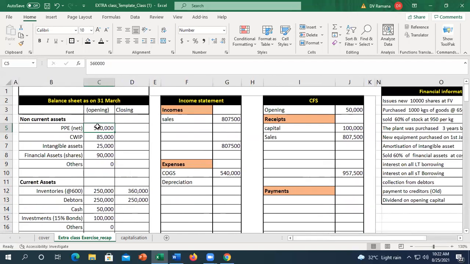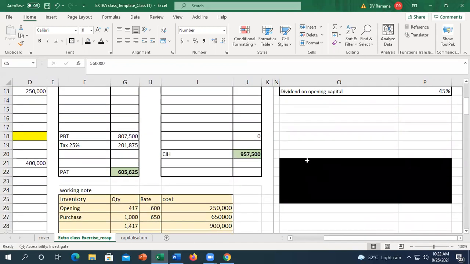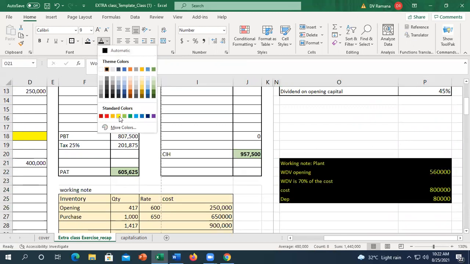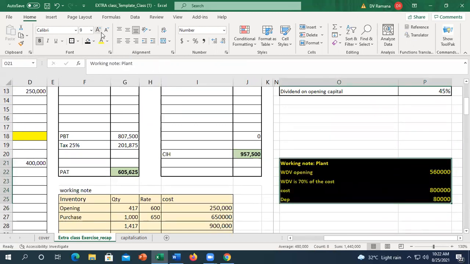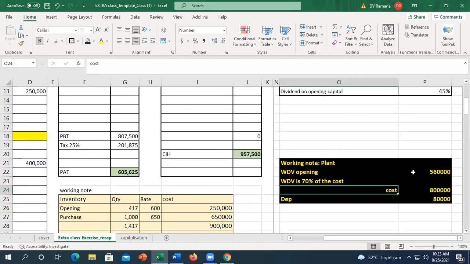So therefore, 560 is 70% of the original cost. We are assuming that there is no residual value, it's not given. So therefore, the original cost of the plant is 560 divided by 70%. Because there is no residual value, this is also the depreciable cost.